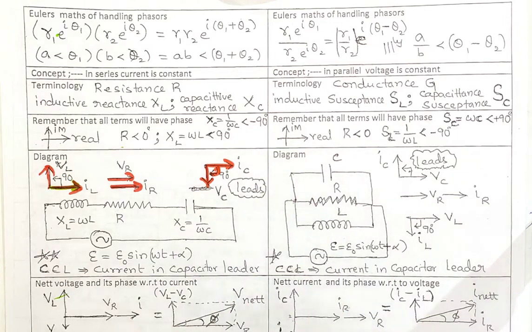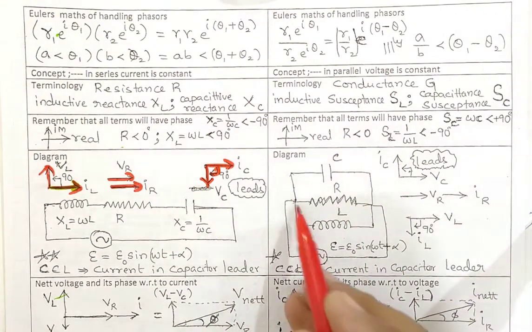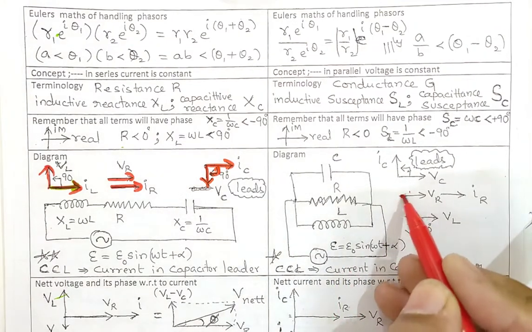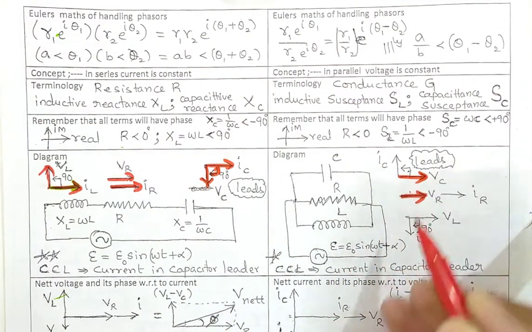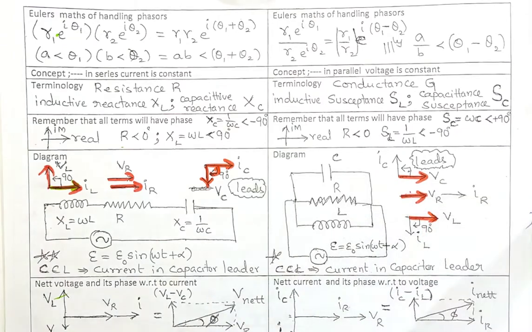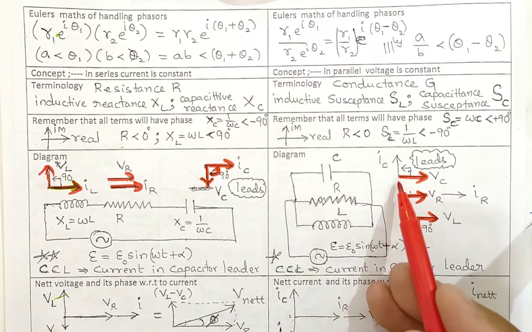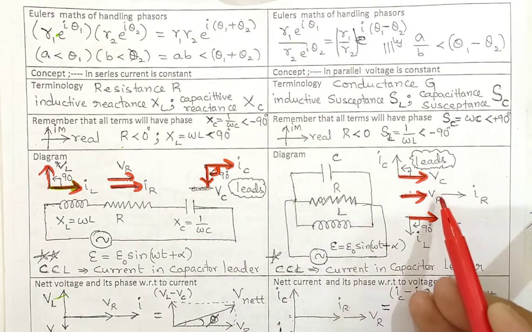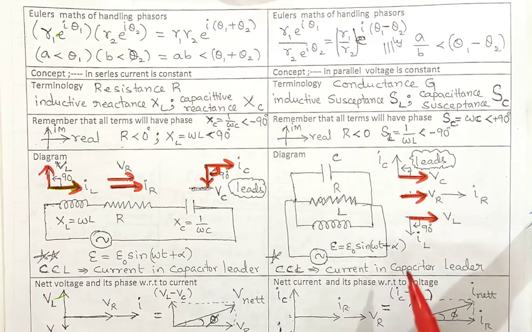Now let us take the LCR parallel circuit. Here in all of them EMF is constant, so we take the EMF arrow as the base arrow. Current in the capacitor leads, current in the resistor will be in phase, and current in the inductor lags, as we have written.